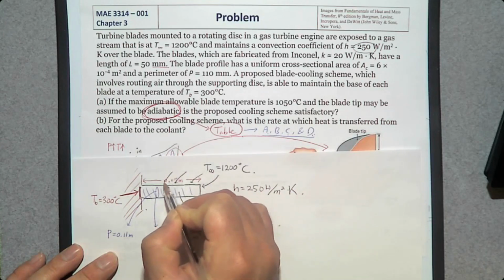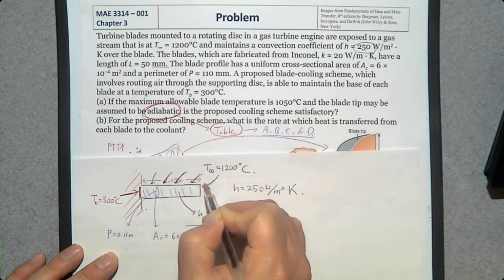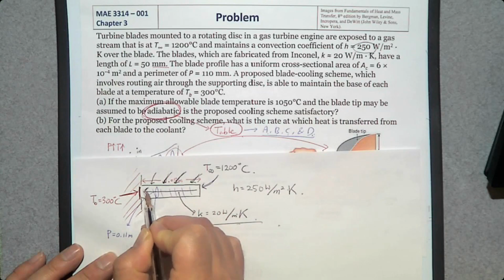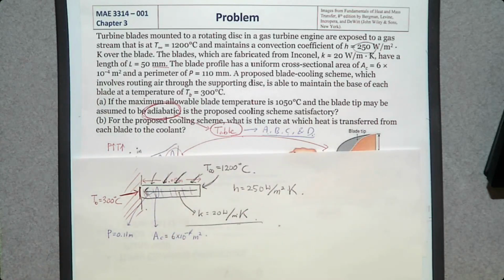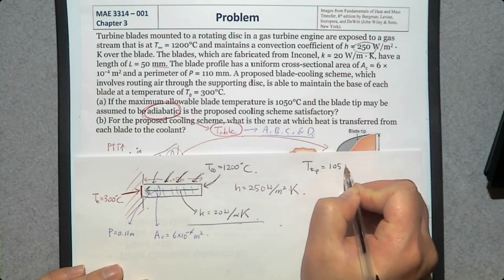So there's heat transfer by convection to the surface of the fin, and within the fin, there is heat transfer in this direction by conduction. So which location has the highest temperature in the fin? According to the second law of thermodynamics, heat transfers from a higher temperature point to a lower temperature point. So the maximum temperature should be at the tip. So our assumption is that the temperature at the tip is going to be 1050 degrees Celsius.